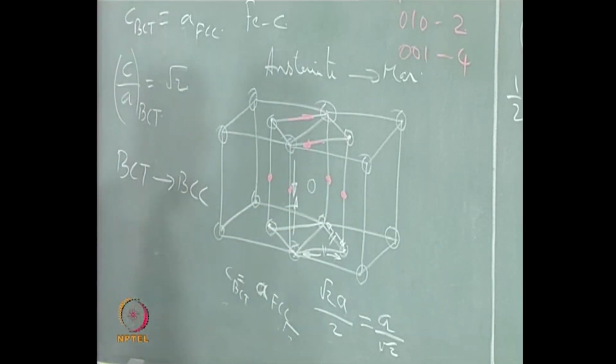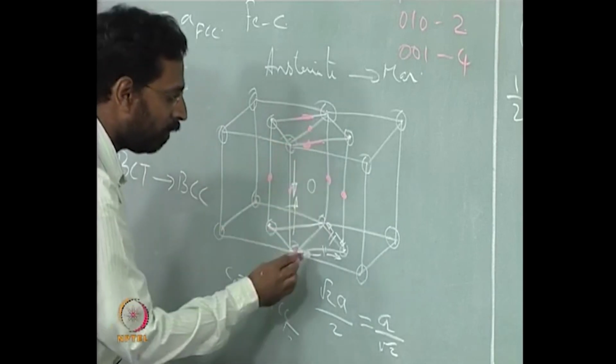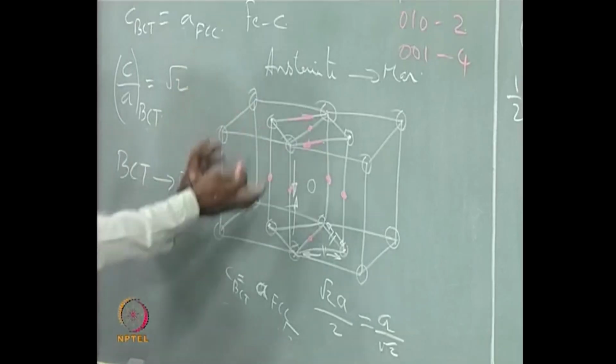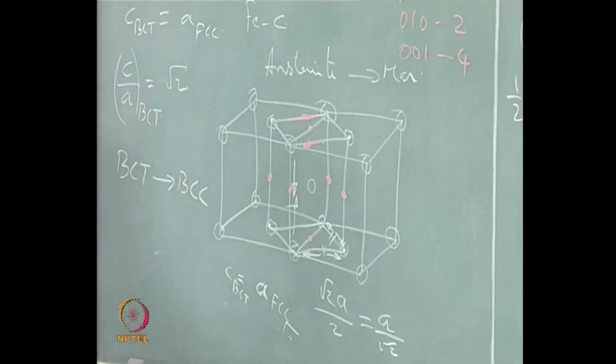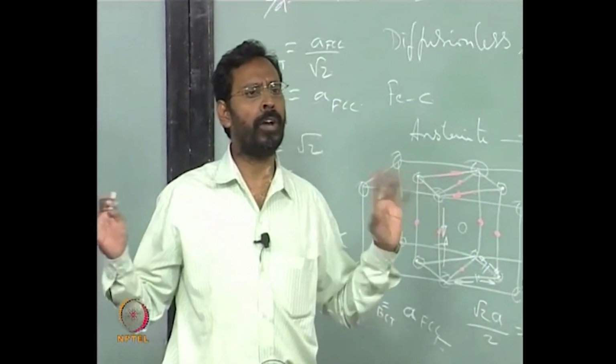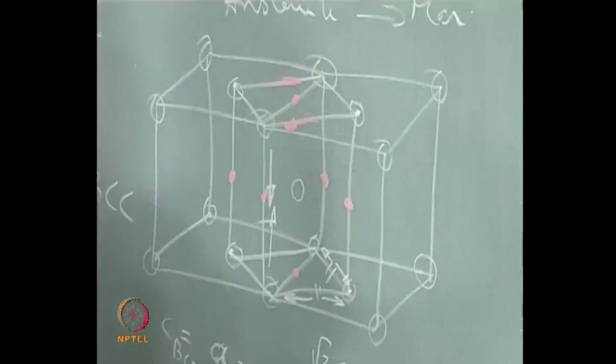Am I right? This is also an edge center, this is also an edge center. I am not considering other points, I am only considering that corresponding to the BCT. So that means once the shear has happened, carbon atoms have not moved anywhere, they are where they are. That is the meaning of Martensitic transformation.